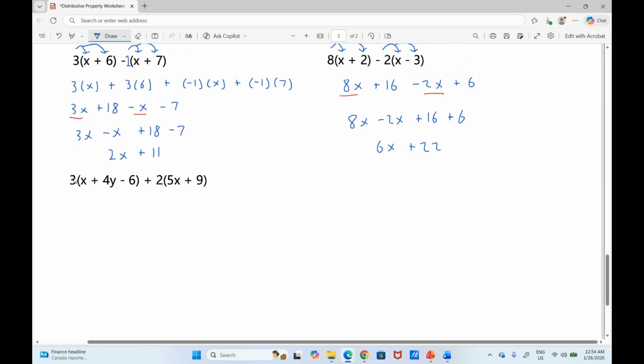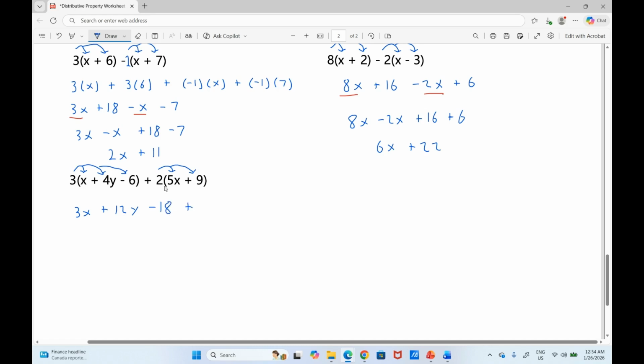Okay, my last example here. Although there are 3 terms inside this bracket, the rules still apply. I'm going to multiply that number on the outside of the bracket by every term inside my bracket, and then we're going to compute it. So I'm going to have 3 times x, which is 3x, 3 times 4y, which is going to be 12y, 3 times negative 6, which is going to be negative 18.